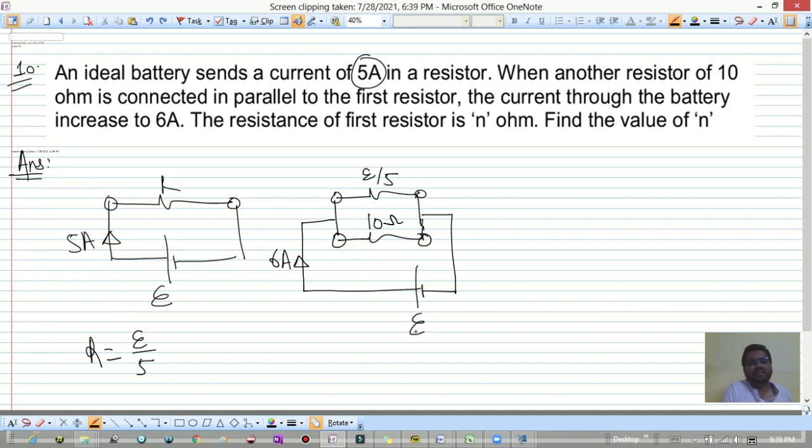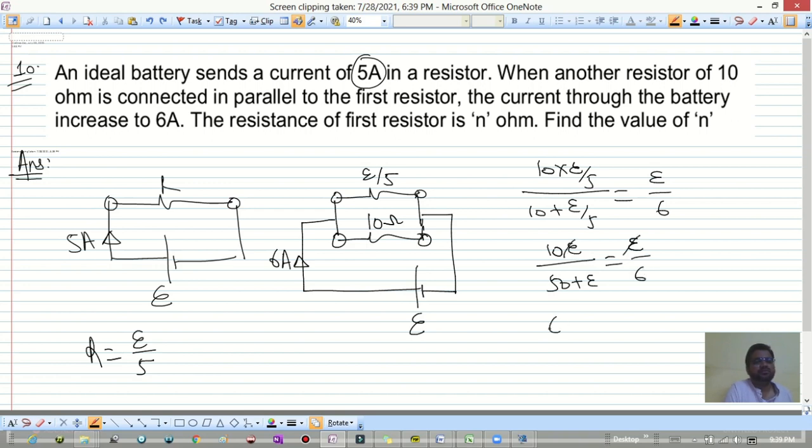So we'll calculate E firstly. It is 10 into E divided by 5, divided by 10 plus E divided by 5, is equal to E divided by 6. That is what the total resistance is, isn't it? So we have now 10E is equal to 50 plus E is equal to E by 6. This E gets cancelled. 60 is equal to 50 plus E. What is E then? 10 volts.